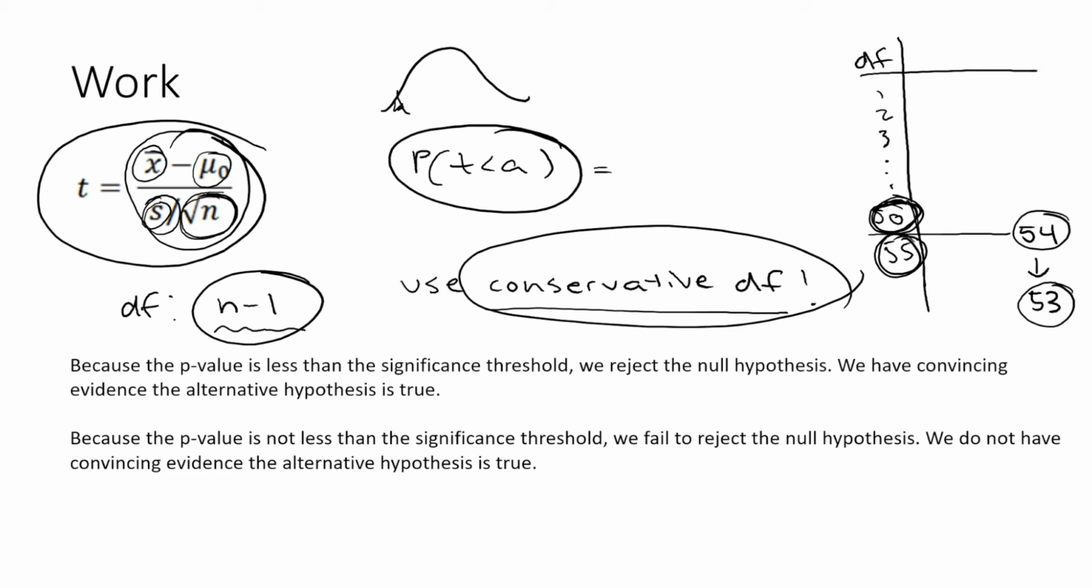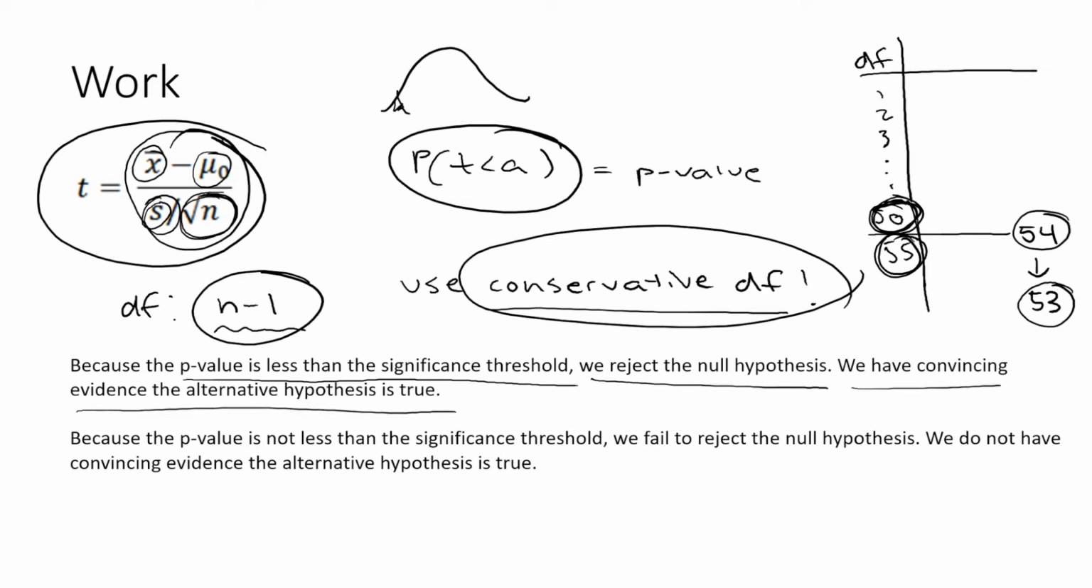What's the probability of obtaining a result as extreme as the one we got in our sample, assuming the null hypothesis is true? If the p-value is less than the significance threshold, we reject the null hypothesis, and we have convincing evidence that the alternative hypothesis is true. If the p-value is not less than the significance threshold, we fail to reject the null hypothesis. We do not have convincing evidence that the alternative hypothesis is true. As you might notice, we never accept the null hypothesis.